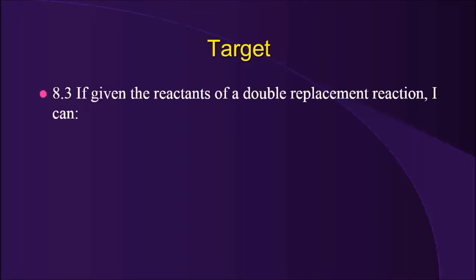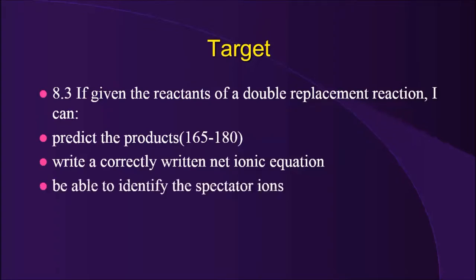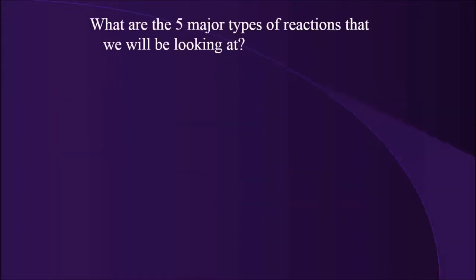All right? So today, my goal is, if given the reactants of a double replacement reaction, I can predict the products, write a correctly written net ionic equation, and be able to identify the spectator ions. And I understand that right now, that sounds like I might as well be going blah blah blah, because you don't understand. You will. I cannot accomplish this target today. I will accomplish it next Thursday. It takes another lecture to completely accomplish this.